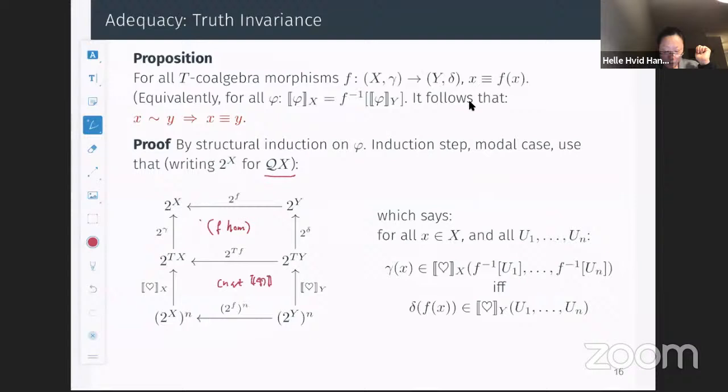So the commutativity of this diagram says that indeed for all little x and all subsets u1 up to un, gamma x is in the lifted predicate of the inverse images of the u's if and only if the delta of f of x, so the coalgebra successor in the Y coalgebra, so to speak, is in the lifted predicate. And that's exactly what you need in order to show the inductive step of the proposition.